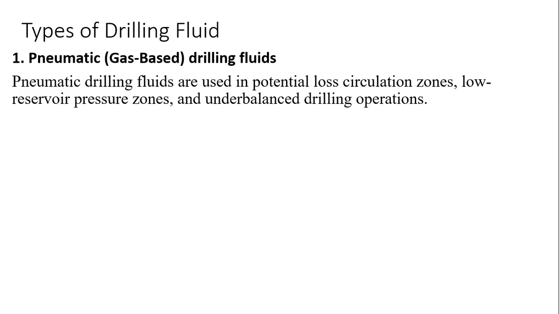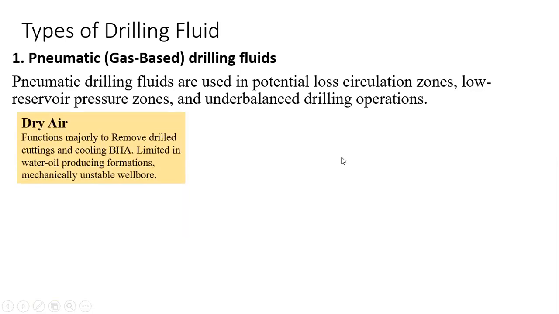So these zones are where we use the gas-based drilling fluids. We also use them in reservoir zones where the pressure is low, and also in what we call underbalanced drilling operations. We'll get to know more of that as we go. So now the first type of pneumatic or gas-based drilling fluid is what we call the dry air.